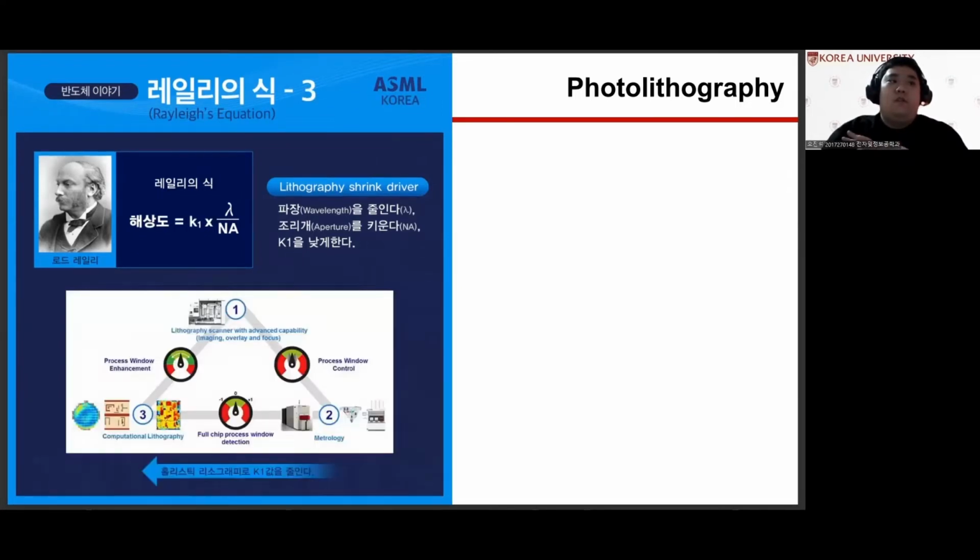With those processes, we also use the holistic lithographic process. That is, not only the lithographic process, but all the processes are fine-tuned to get a better image.